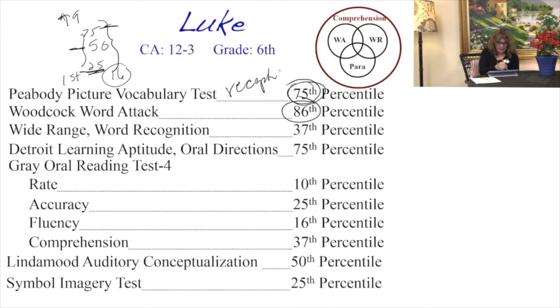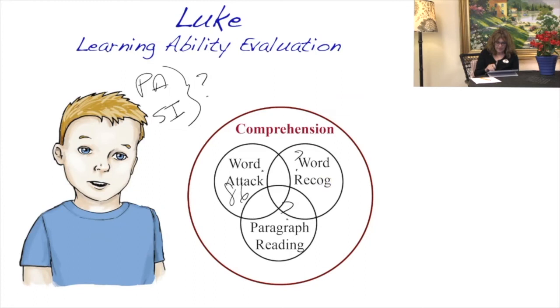But now if you look at his word recognition skills, again, that's this circle here, if I go back and put it over here, it's at the 37th percentile. So you are now becoming a diagnostician, which was my goal for today, that you can see that he has that one circle well developed enough so that when he's reading on the page, he's going to be able to sound out words that he's not seen before. But he does not have his word recognition skills developed at the same level. Something has happened with his ability to memorize those words.